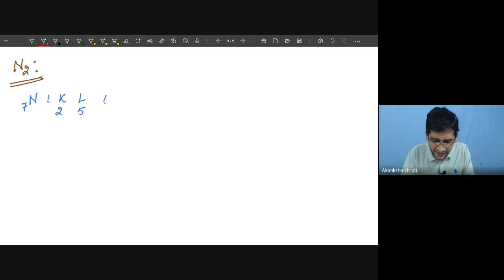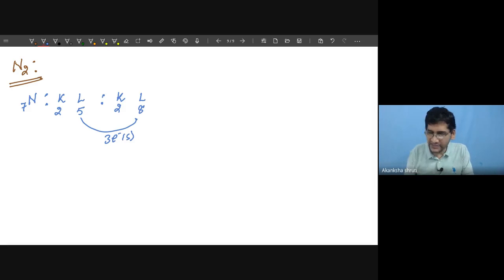But what is the stable or required one? These atoms have the tendency to have 2 electrons in the K shell, but 8 electrons in the L shell. So this is the stable configuration. For a stable configuration, I need 3 electrons. From here, either 3 electrons are gained or 3 electrons have to be shared, so a total of 3 pairs of electrons will be shared.